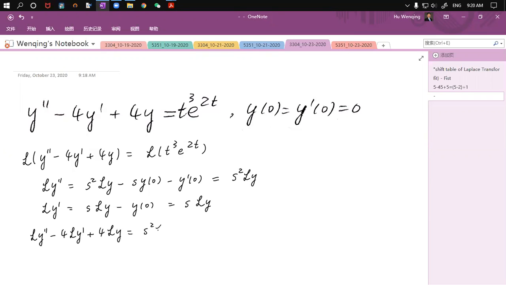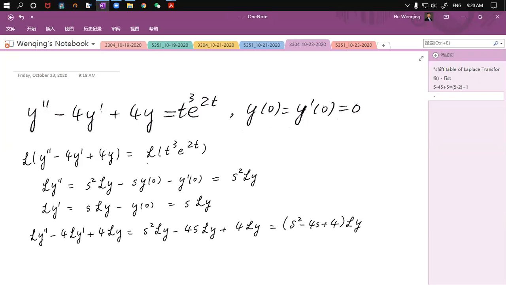This is going to be s squared times the Laplace transform of y, minus 4 times s times the Laplace transform of y, plus 4 times the Laplace transform of y. So that's s squared minus 4s plus 4, times the Laplace transform of y. Is that good for everybody? So that's the left-hand side.